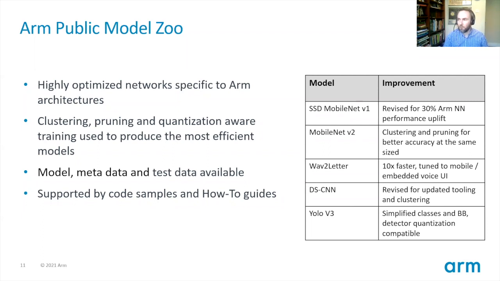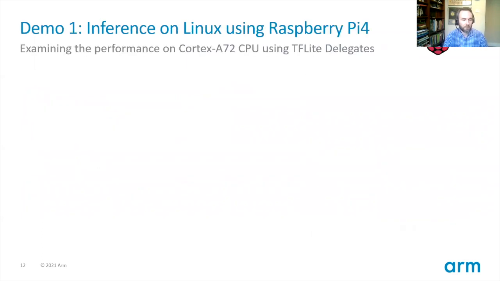Okay, so moving on to our demos. The first demo that we'd like to show you today is inference on Linux using Raspberry Pi 4. I'm going to dial into it, but it's going to be similar to this one here. It's a Cortex-A72 based CPU with 4 cores. And we're going to use the TFLite delegates in order to run machine learning on it.